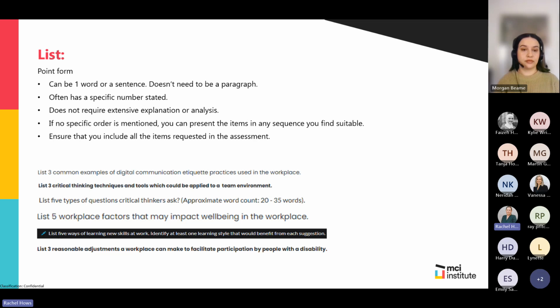If no specific order is mentioned, you can present the items in any sequence you find suitable. Unless it's, say, instructions or something like that, which would make sense to go 1, 2, 3, 4 in a sequence, then you just use point form and any order is fine. And lastly, ensure that you include all the items requested in the assessment. So definitely making sure if it says list 3 things, then list 3 things, or list 5, or however many it is. Just double check you've got all of that.